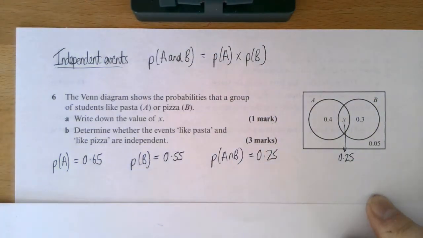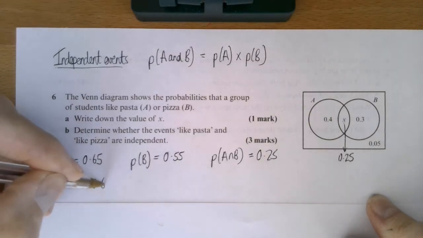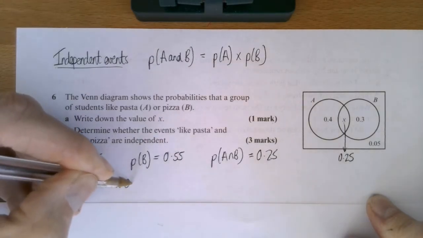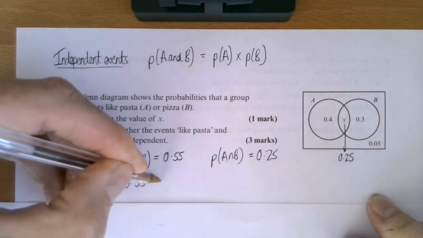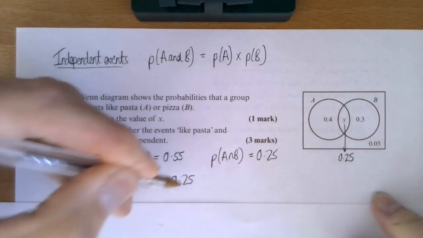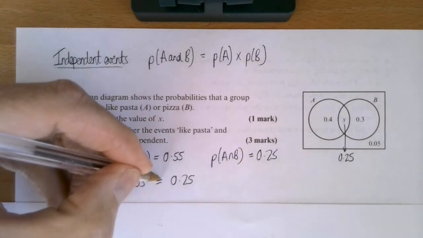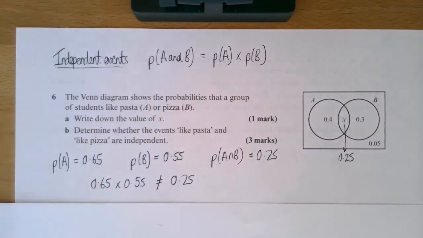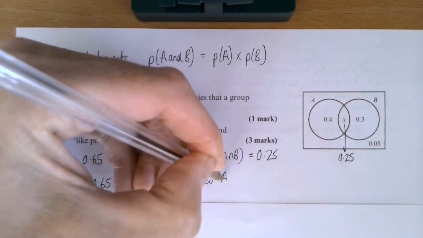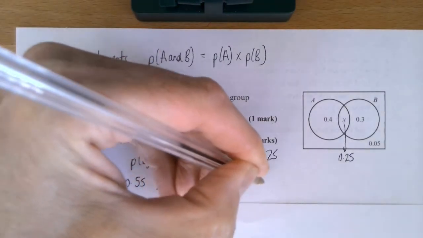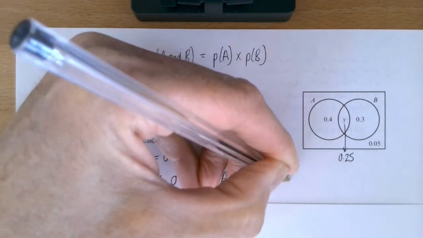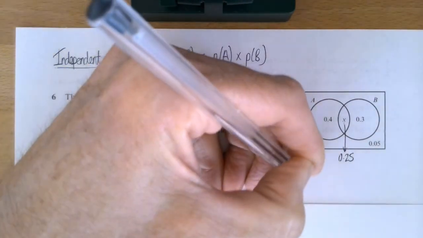So we just need to ask, if these events are independent, probability of A multiplied by the probability of B will equal 0.25. So 0.65 times 0.55, if the events are independent, will equal 0.25. Now, surprise, surprise, it does not. So from that we know that A and B are not independent. They're not independent.